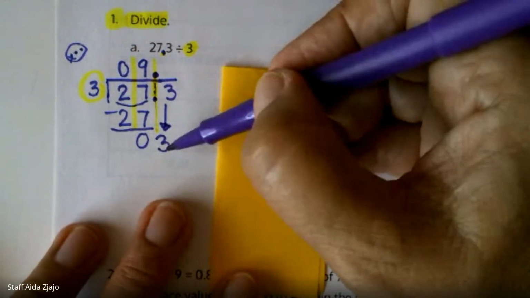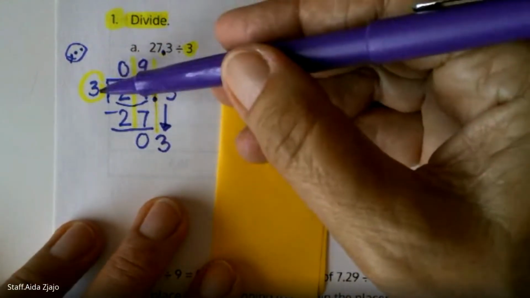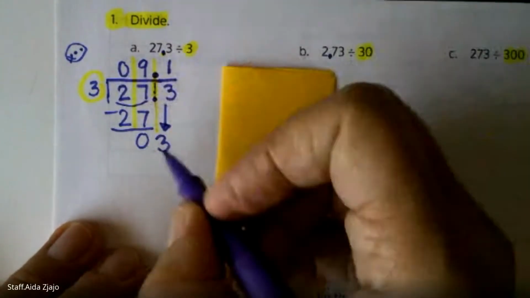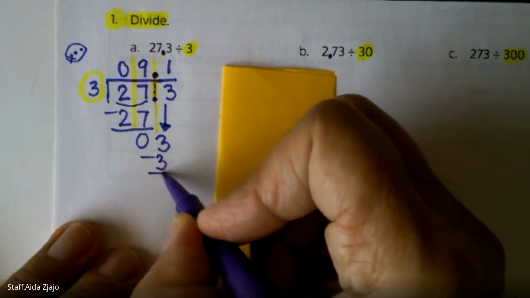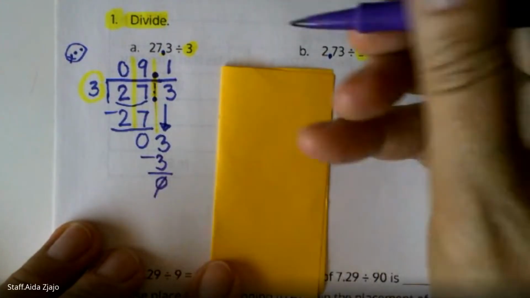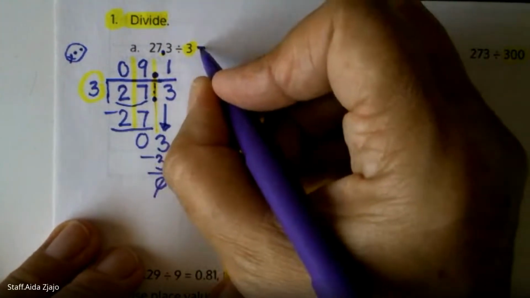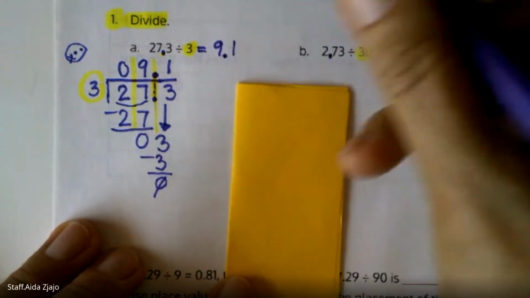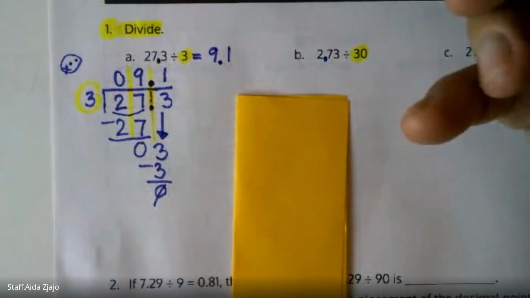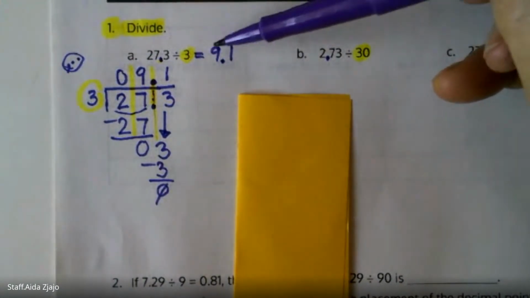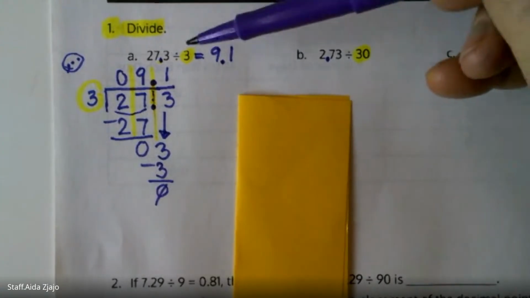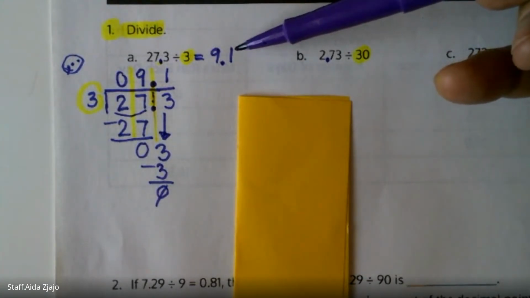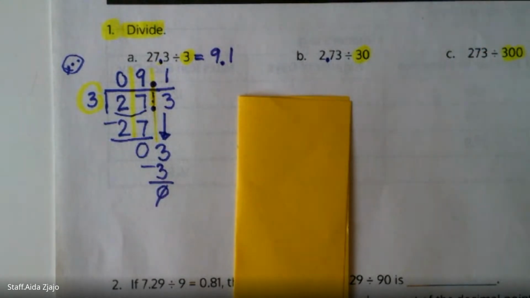If I have 3 tenths, can I divide it into 3 groups? Yes, each group will get 1 tenth. 1 times 3 is 3. When I subtract, I got no remainder left. So my answer is 9 wholes and 1 tenth. If you have $27 and you're sharing with 3 friends, each friend will get $9, but then you also have 3 tenths, or dimes, and each friend will get 1 dime, if that makes more sense.